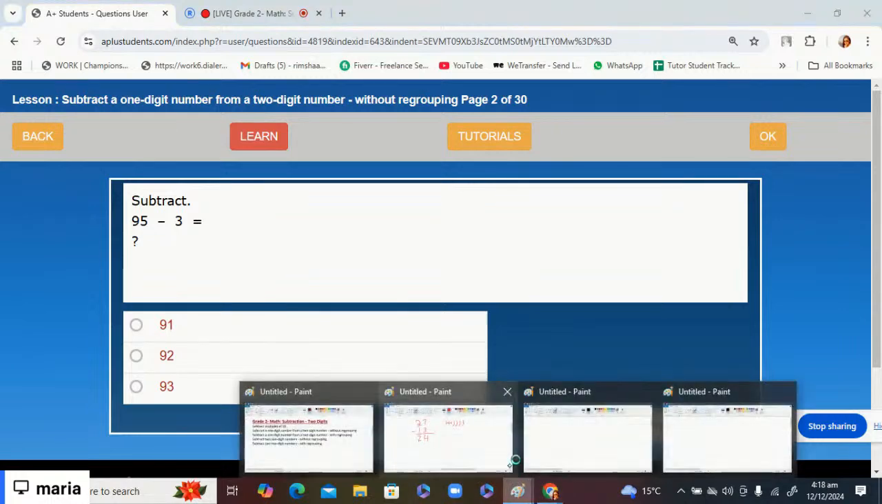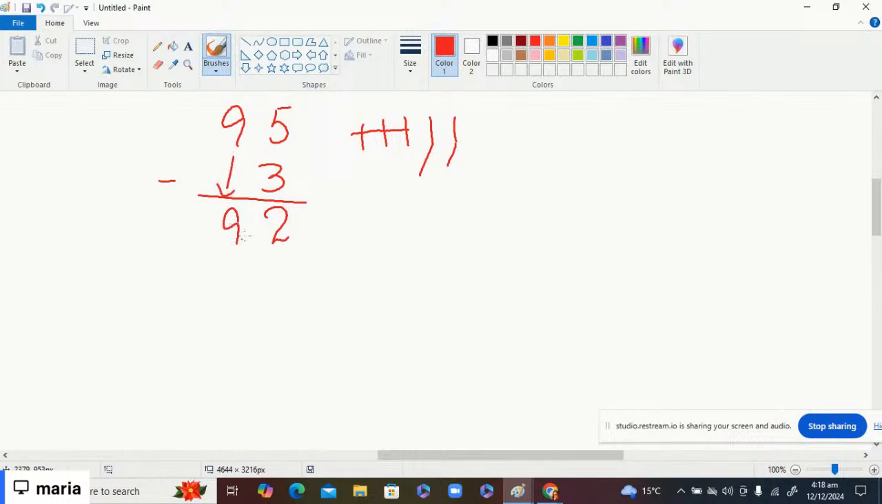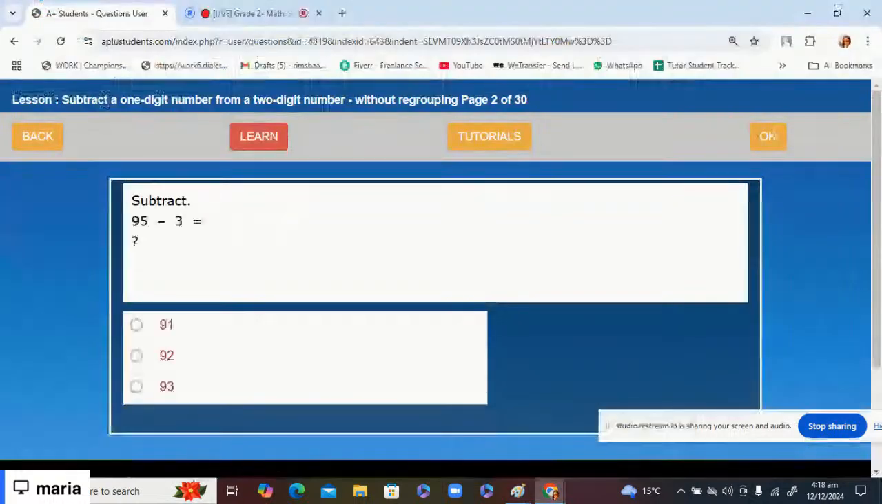95 minus 3. Let's solve it. So here it's 95 minus 3. First of all, we are going to take 5. We are going to draw 5 lines: 1, 2, 3, 4, and 5. Now remove 3 lines: 1, 2, and 3. How many lines are left? Only 2 lines, 1 and 2. So putting 2 here. Now here is 9, so just putting 9. That is 92. So is 92 here? Yes, it's here. Option B. Let's check with it. And here is the answer.